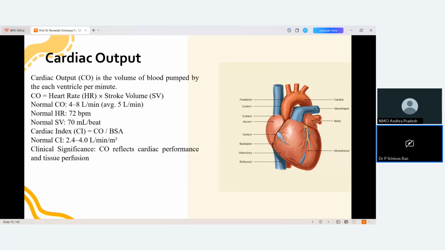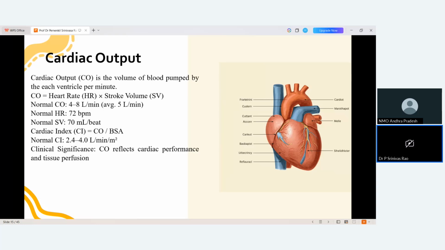But don't tell that as the normal heart rate in medicine. You have to tell 60 to 100 beats per minute. Normal stroke volume. What do you mean by stroke volume? The amount of blood which is coming out per each beat. Every time the heart contracts, when the heart goes into systole, some amount of blood is going out through the aorta to the tissues. So that will be 70 ml per beat.